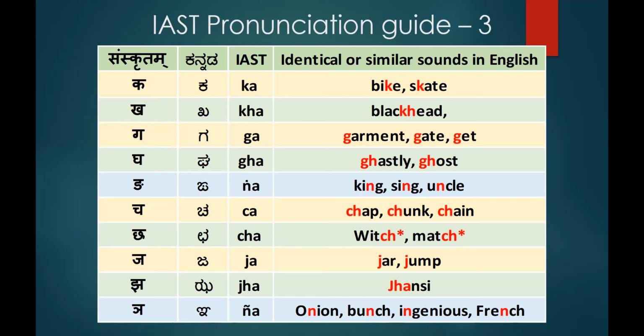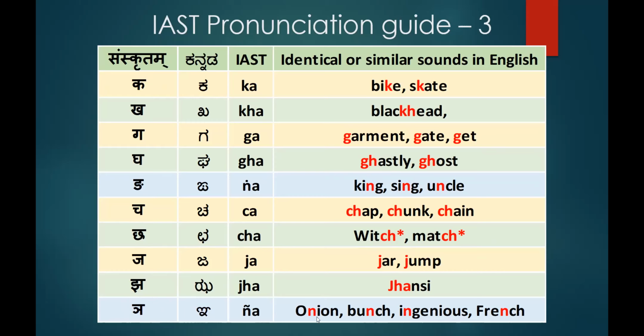Like in which match, the ch is stressed there. Next is ja, as in jar, jump, with an h in between j and a, ja, as in Jhansi. We may not have any English words for them. Next, the fifth alphabet, if you look at it, cha, chha, ja, jha, nya. The tongue position for all the five is the same. So that is how you can come and locate the fifth particular alphabet of this particular series, varga.